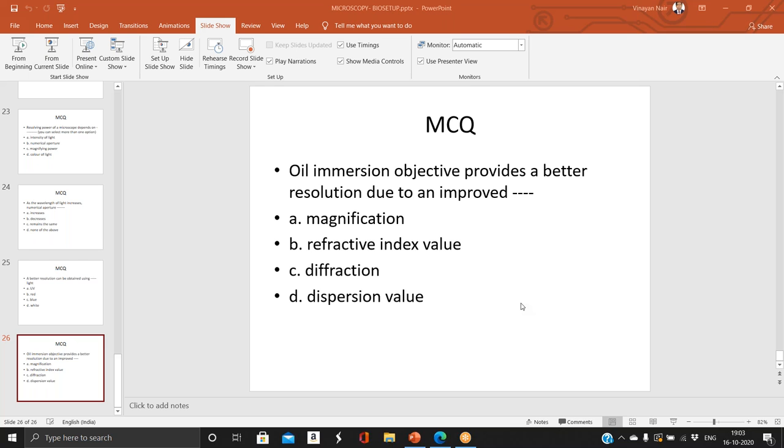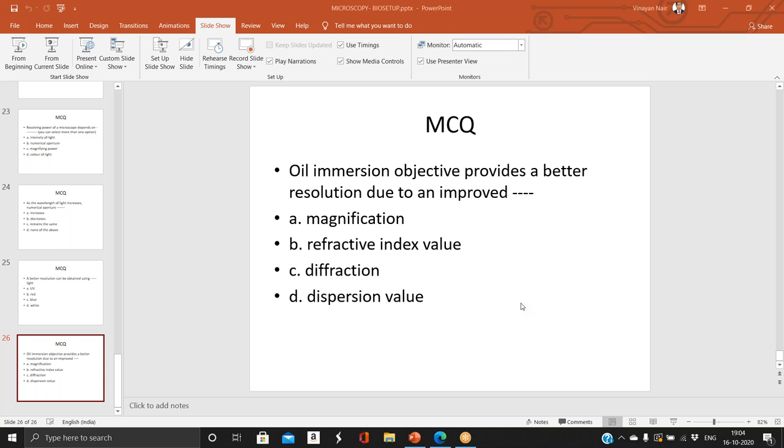Yes, Shalini has given the answer B. Prema Kumari has given the answer A, that is magnification. Maunia has given the answer. Okay, Shalini has also changed her answer to magnification. Prema Kumari has gone for magnification. Maunia has gone for magnification. And Lalti Yadav has gone for dispersion value. Thank you. All the answers are wrong.